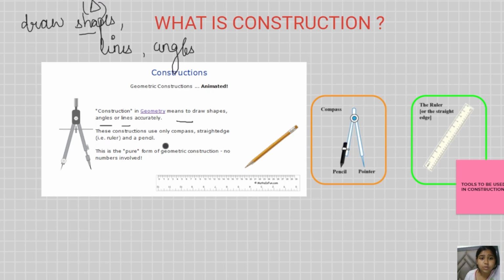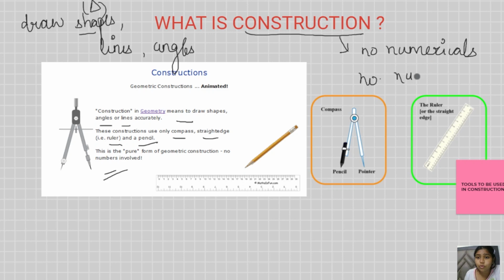Our construction basically uses a compass, a straight edge ruler and a pencil. In the pure form of geometric construction, no numbers are involved. In case of construction, no numericals are there, nothing. It is the easiest chapter of mathematics, because you just have to draw certain angles, lines as well as shapes by using this straight edge ruler and this compass.